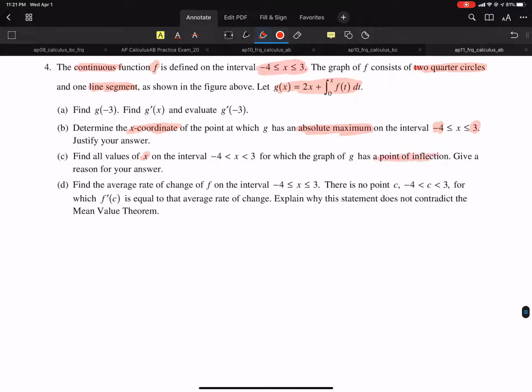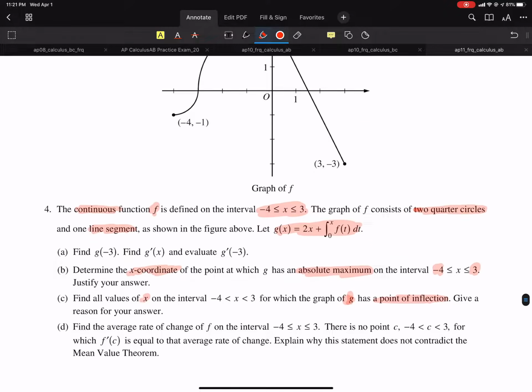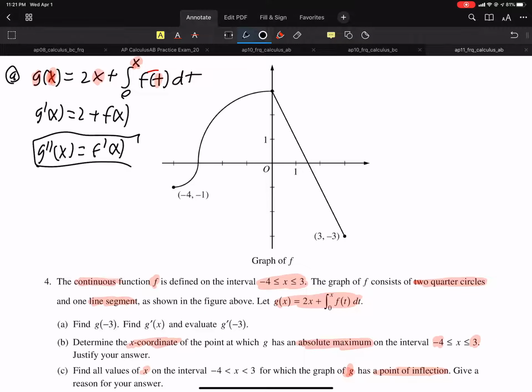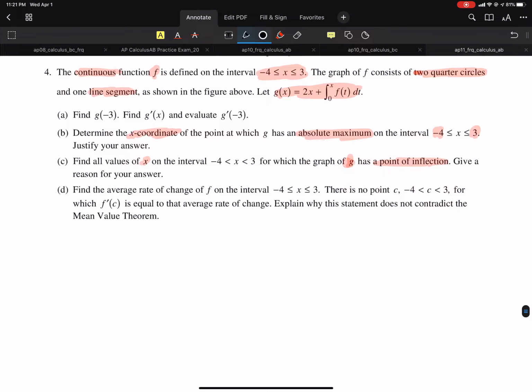Okay. Keyword, point of inflection for g. So we should know that a point of inflection occurs when the second derivative changes signs. So we need to find the second derivative. Now, I erased the first derivative. It was here. So the second derivative of g is f prime of x. So we need the second derivative to change signs, or the first derivative of f to change signs. So that's what we're going to look at.